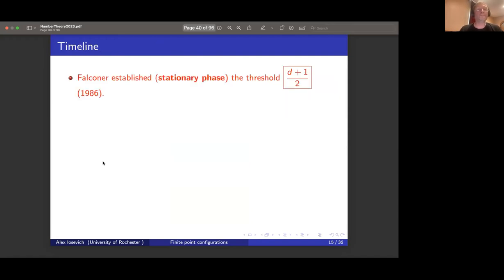So let me give you a brief timeline on the work on the Falconer problem, which has intensified considerably in recent years due to the explosion of activity that was led by incredible developments in decoupling theory by Bourgain, Demeter, Guth, and others. So Falconer established the threshold d plus one over two, meaning that if the Hausdorff dimension is bigger than d plus one over two, then the Lebesgue measure of the distance set is positive. He did it essentially using the method of stationary phase. Very beautiful and simple argument.